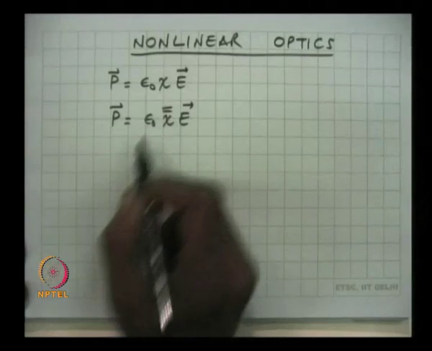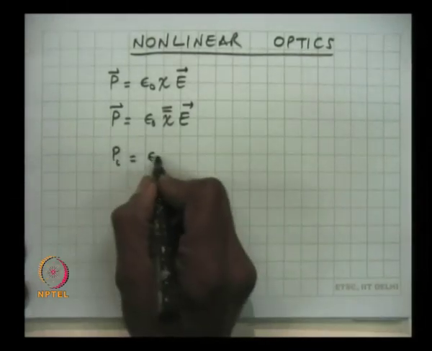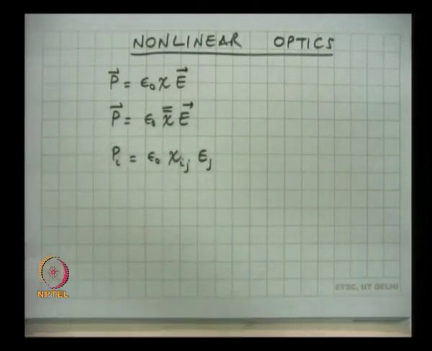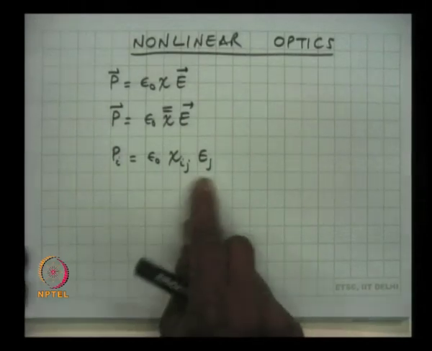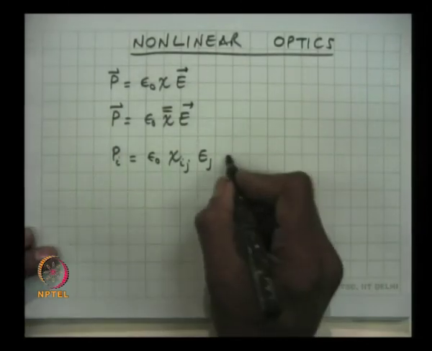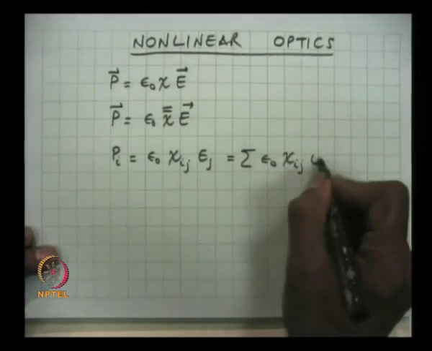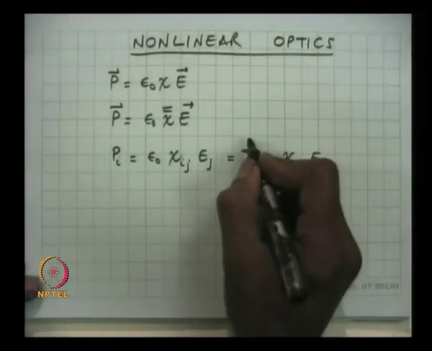In component form, how do I write this equation? I can write this as P i is equal to epsilon 0 chi i j E j, where I am assuming summation over repeated indices. Because j is repeated on this side, this is a short form of this equation, epsilon 0 sum over j, where j is equal to 1 to 3.